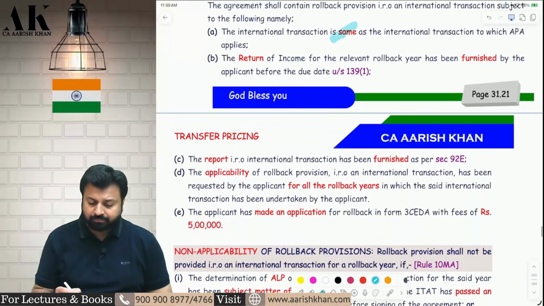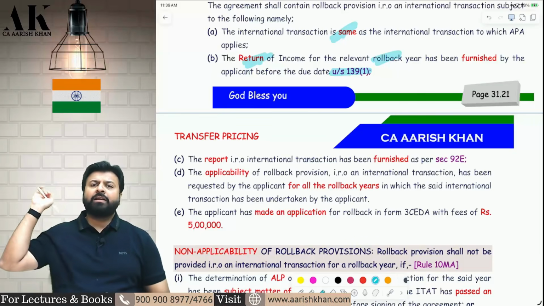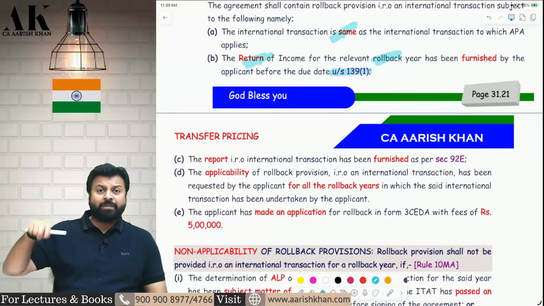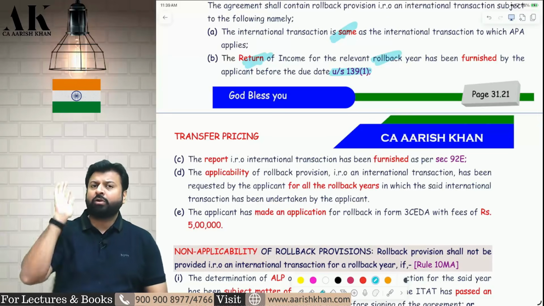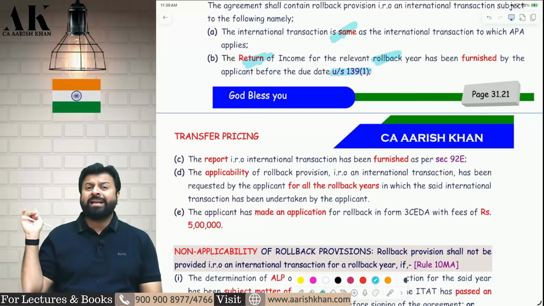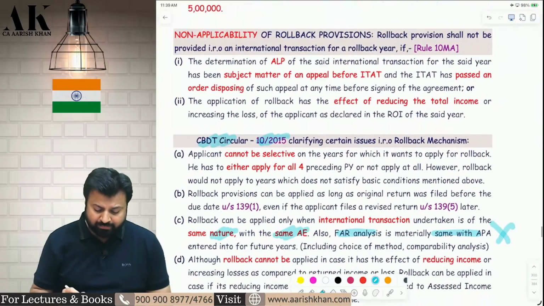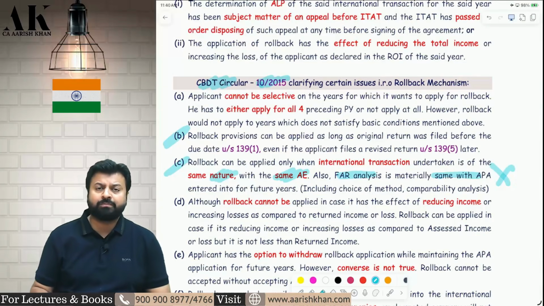Second condition. The return of the rollback year has been furnished under 139(1). So for the rollback year, the return should be filed on time. Sir, what if I file the rollback return under 139(4)? Then you cannot roll back. Sir, what if I file the return of the rollback year under 139(5)? If the original return was filed under 139(1) and then you file a revised return under 139(5), then you can roll back. But if you have filed the original return under 139(4) and now you are filing a revised return under 139(5), then you cannot roll back. This is what is mentioned in point number B over here. Check it please. One by one, I am clarifying the circular also.